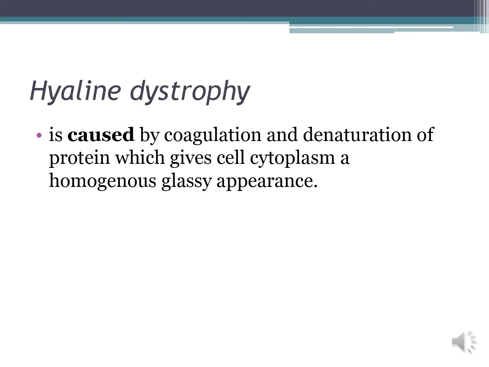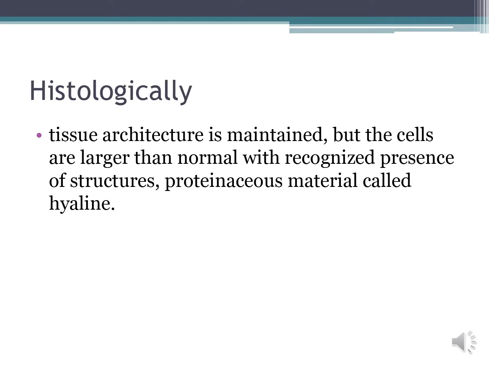And what is hyaline dystrophy? It is caused by coagulation and denaturation of protein, which gives the cell cytoplasm a homogeneous glassy appearance. Under the microscope, we see that tissue architecture is maintained, but the cells are larger than normal, with recognizable presence of structures, proteinous material called hyaline.